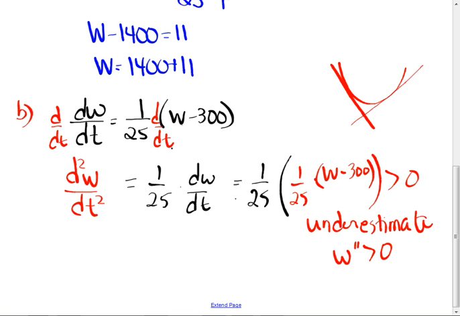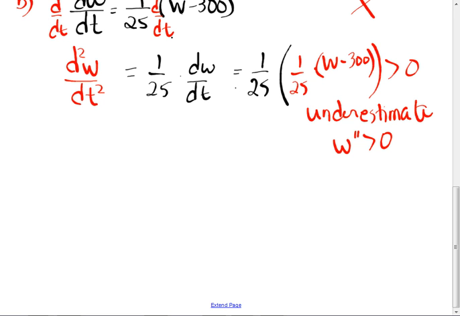Well, let's go ahead and solve the differential equation, because this is an important one to solve. And your quiz involves differential equations, the quiz we're supposed to have today. So dw/dt is equal to 1/25 times (w minus 300). You're taking the quiz Monday.